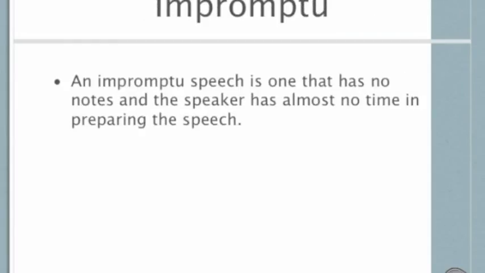The fourth kind is called impromptu. An impromptu speech is one that has no notes, and the speaker has almost no time in preparing the speech. We do not do these in this classroom, although you do it every day in life. It's when somebody comes up to you and says, "Hey, I heard you went to the movie. What did you think of the movie?" You launch into an impromptu speech.